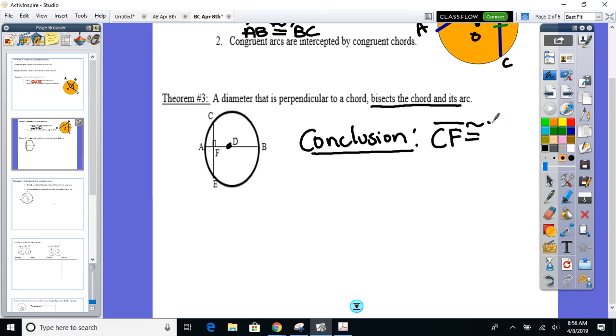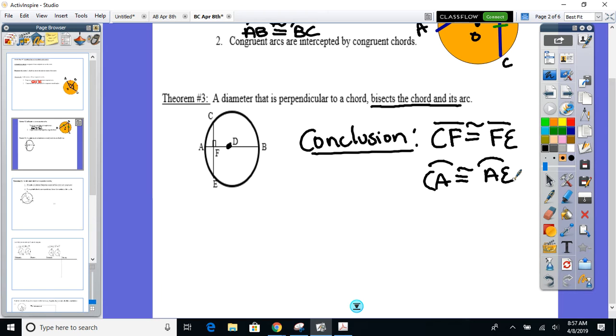There you go. And in addition to that, the arcs get bisected too. So we know that arc CA is going to be congruent to arc AE. Not only does the chord get bisected, so do the arcs. I'll tell you, we don't really use the arcs getting bisected too much. It's the chords. That's where we make our money on this theorem, the chords getting bisected.